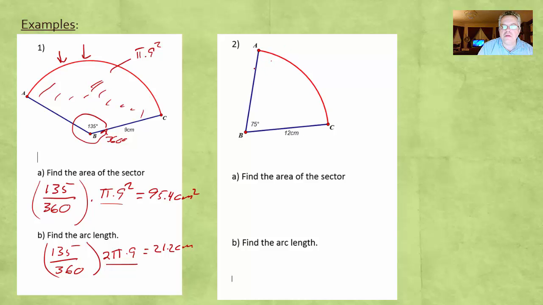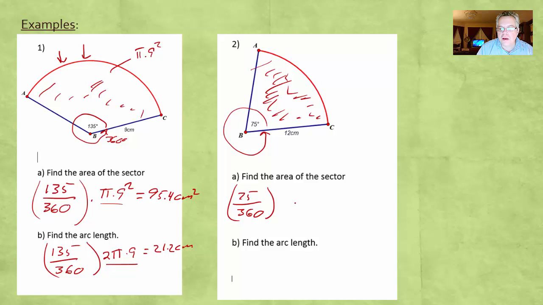So let's just practice really quick here. This is the sector. It's like a pizza slice. So we have just a small portion of the whole circle. The whole circle will go all the way around. Okay, well, we have 75 degrees out of 360. That's how much of the circle we have. Let's multiply it by the circle's area, pi times 12 squared. It looks like a mess, but if we just enter this in our calculator, we get 94.2 centimeters squared.